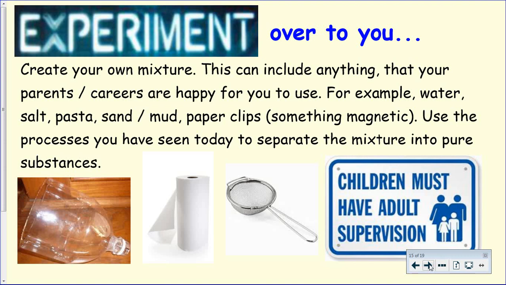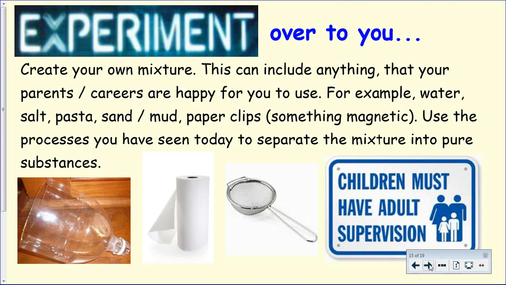If you don't have any of these things and you can't do the experiment yourself, do not worry, because I've got another video that you can have a look at and have a go at. So in a minute, you're going to create your own mixture. This can include anything that your parents and carers are happy for you to use. For example, you could have water, salt, pasta, sand, maybe some mud, maybe some paper clips or something that contains iron, so that you could have a go. If you've got a fridge magnet, you can have a go at using that.